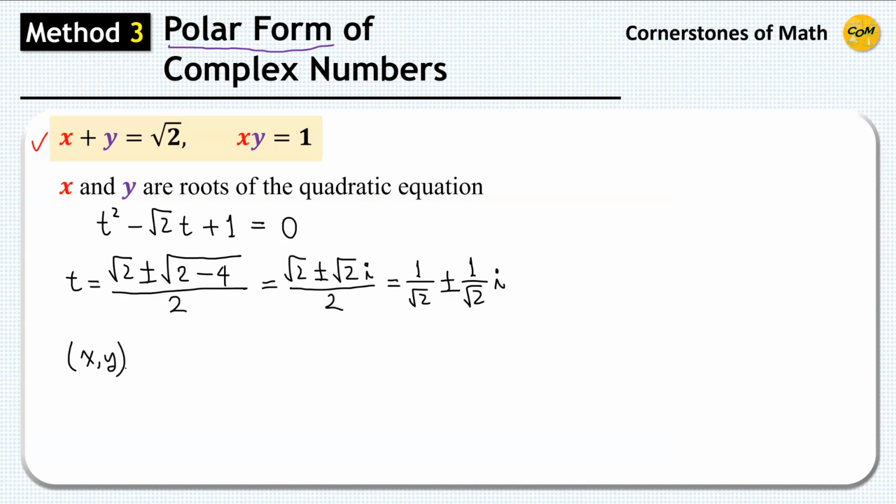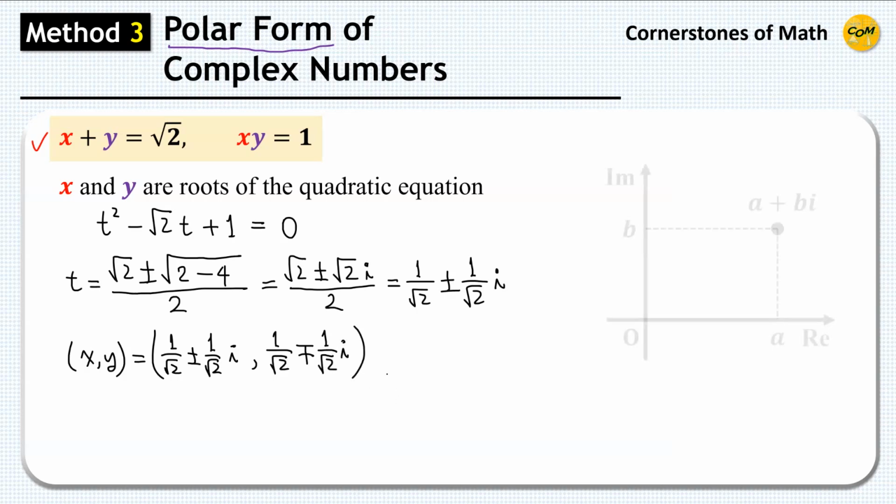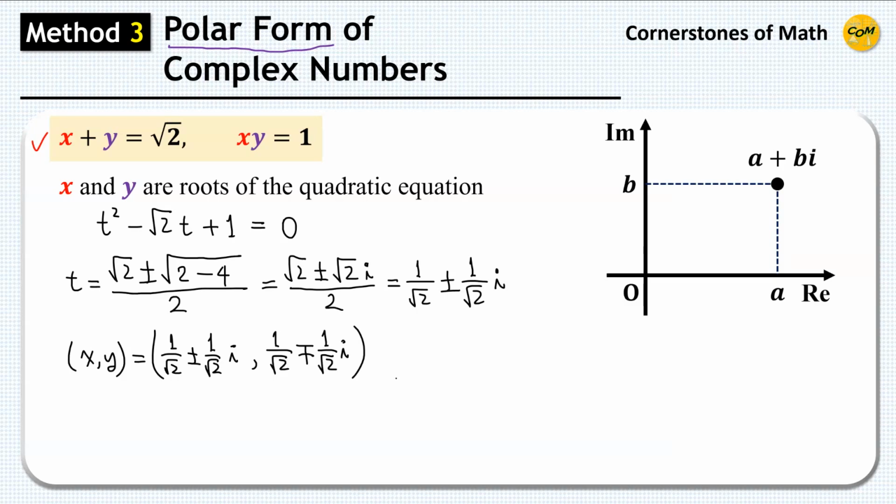Therefore, x and y are 1 over square root of 2 plus minus 1 over square root of 2 i, comma, 1 over square root of 2 minus plus 1 over square root of 2 i. And now let's introduce the polar form.